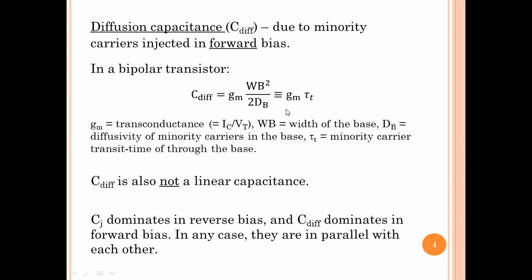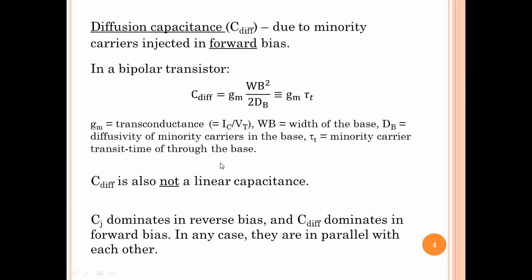That's all. So you can actually see the dimensions, right? The capacitance is conductance times time. So conductance goes to this side, will become resistance. Anyway, C diffusion is also not a linear capacitance. How? Because C diffusion is a function of the collector current, and through the collector current, the voltage in the transistor. So it's not a constant. It varies as the collector current varies.